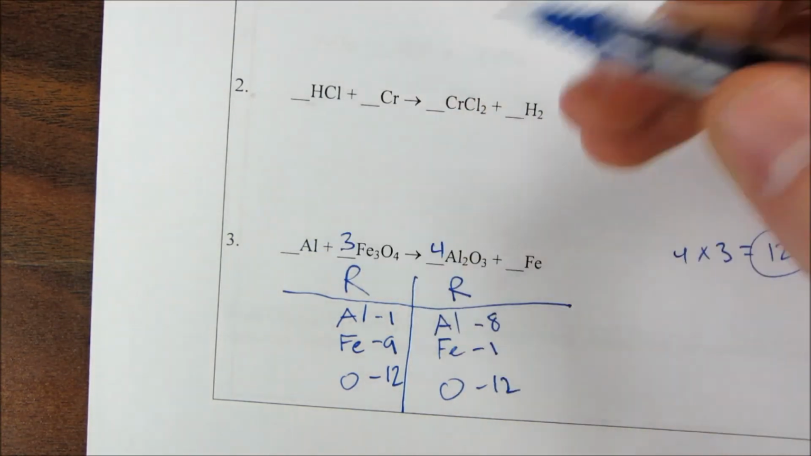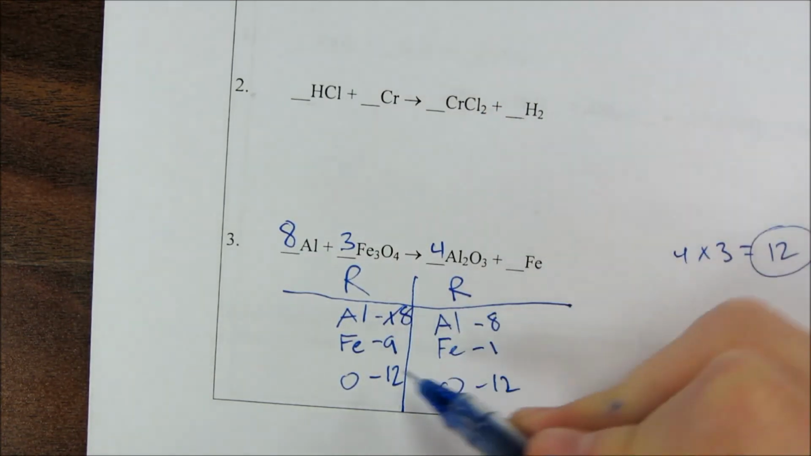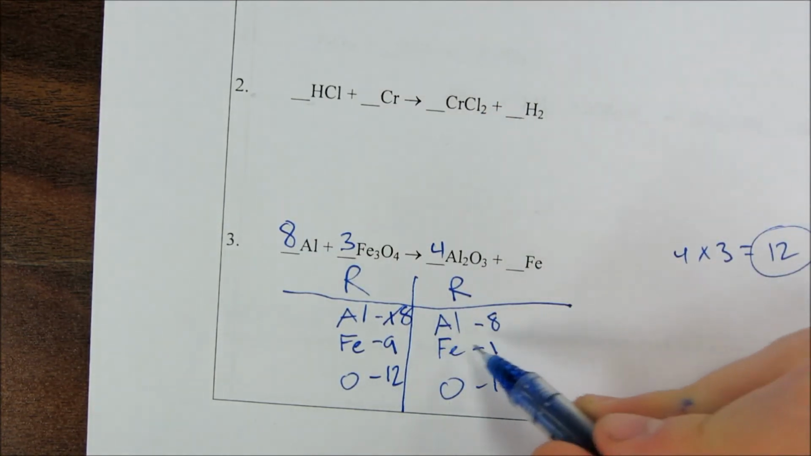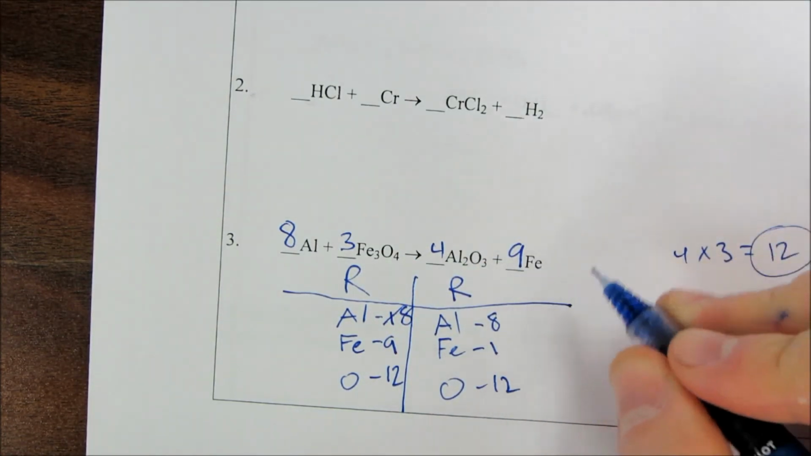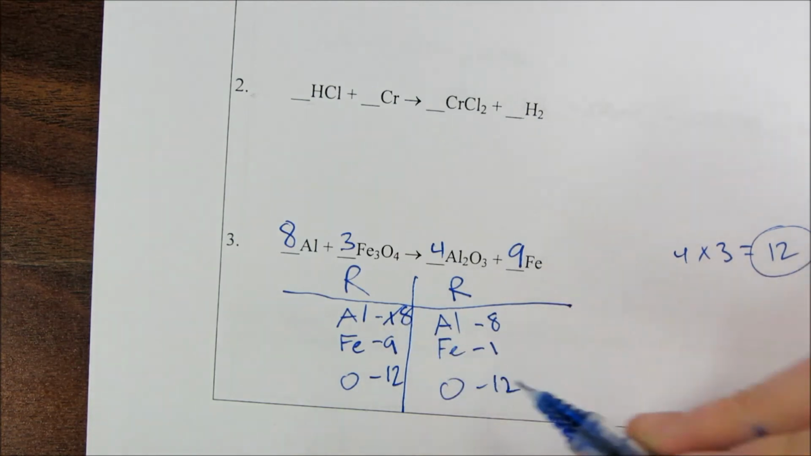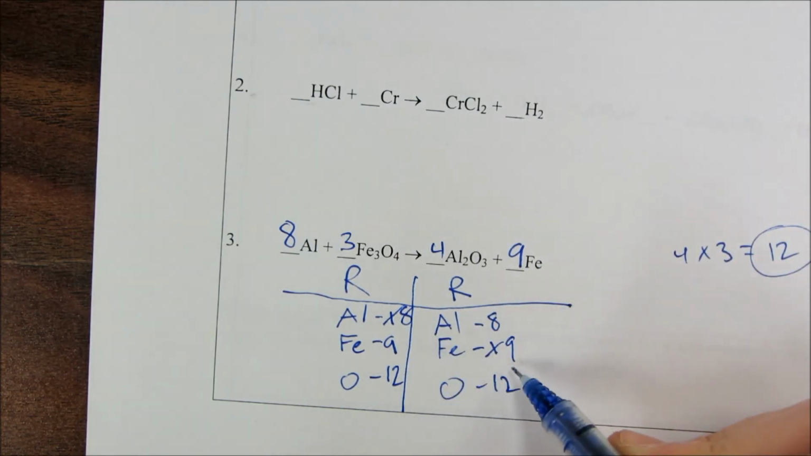So what times 1 equals 8? Well, 8 times 1 equals 8. So that's going to balance our aluminums. Last thing is balance our irons. We have 9 over here. 1 times 9 equals 9. So if we put a 9 there, we're good to go. So aluminums are balanced, irons are balanced, and oxygens are balanced.